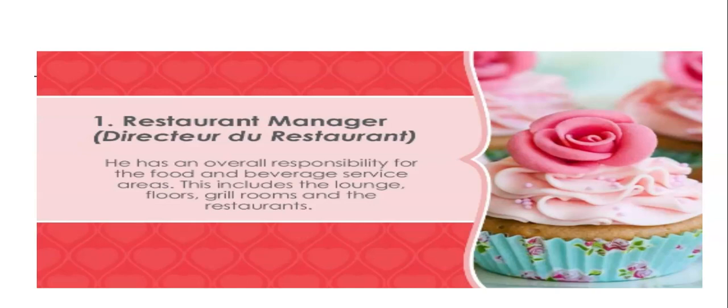So start with the restaurant manager, or in French term, we can call this one director du restaurant. So he has an overall responsibility for the food and beverage service areas, and this includes the lunch floors, grill rooms, and restaurants. So, meaning to say, the restaurant manager is the one who needs to oversee the tasks of every department. Actually, this is pertaining to the entire dining area, okay?